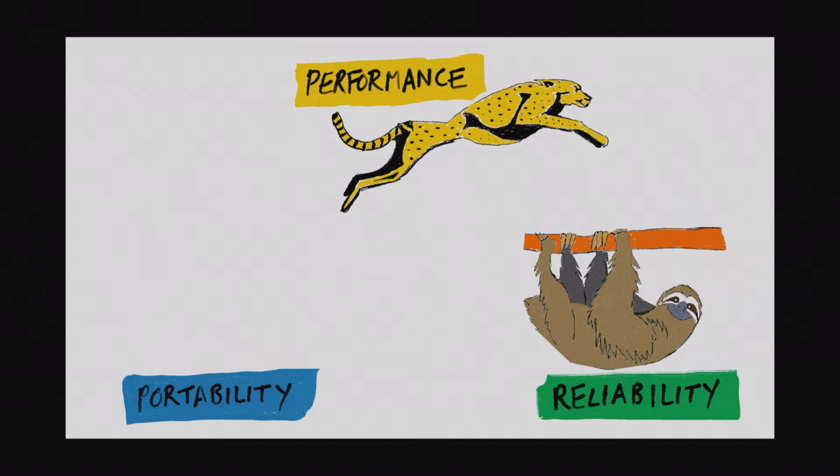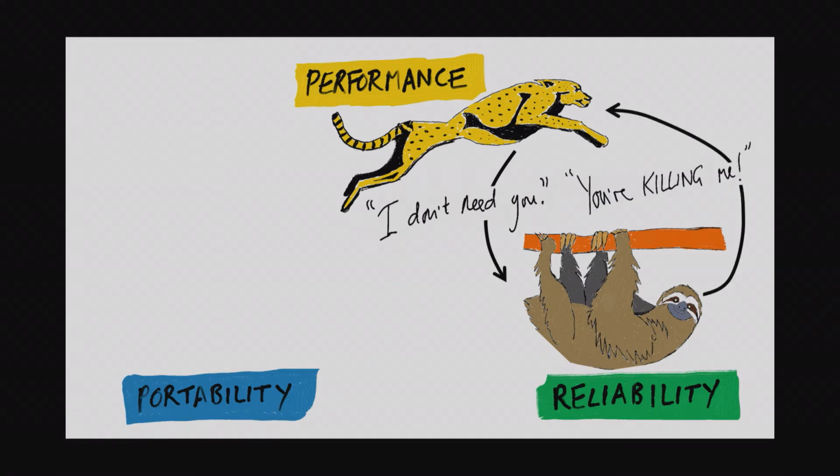And the sloth and the cheetah, they don't really like each other because the cheetah just says to the sloth, you're slowing me down, I don't need you. If I do things properly, they won't work fast. And the sloth says to the cheetah, you're killing me. I can't reason about your programs. They're too nasty, they're too low level, they're too detailed, okay?